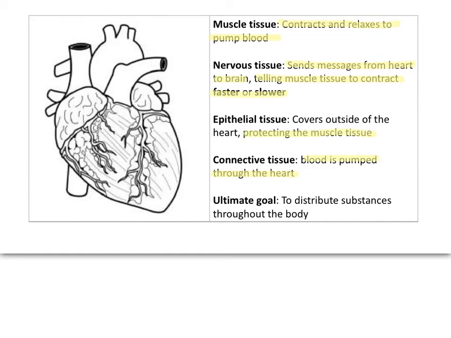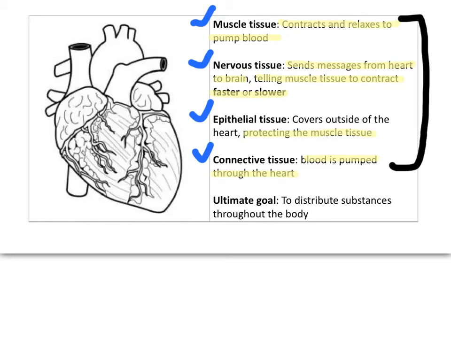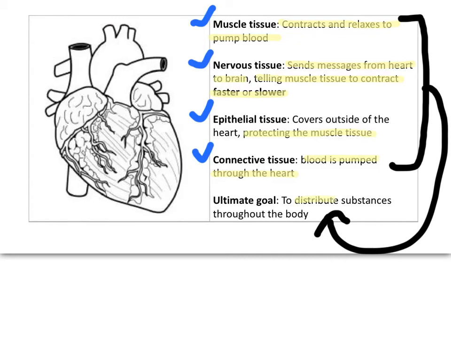So we see we have these 4 different tissues. And these tissues are doing different jobs. But the ultimate goal for all of these tissues is to do what? Well, to distribute substances throughout the body. So that's what an organ is. An organ has all of these different tissues doing different things, but they're doing all of these different parts for a common goal. Now, this is just one example.